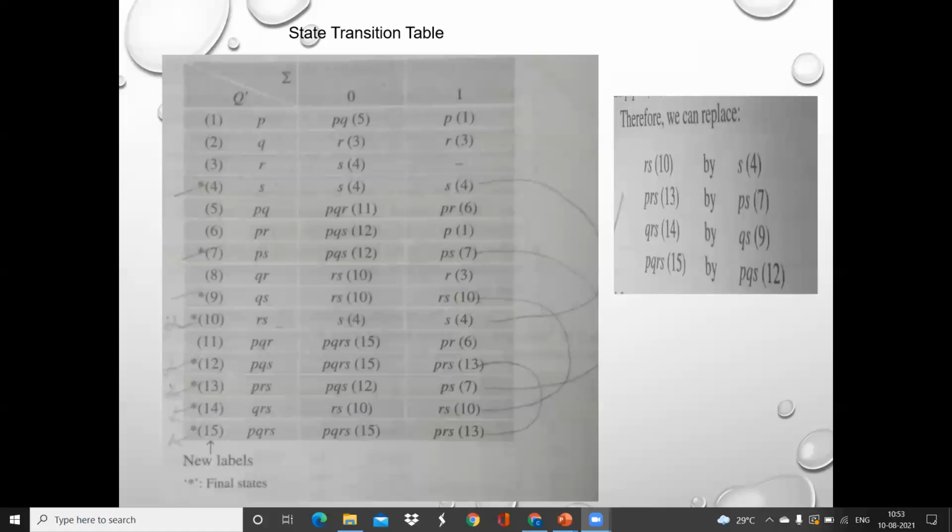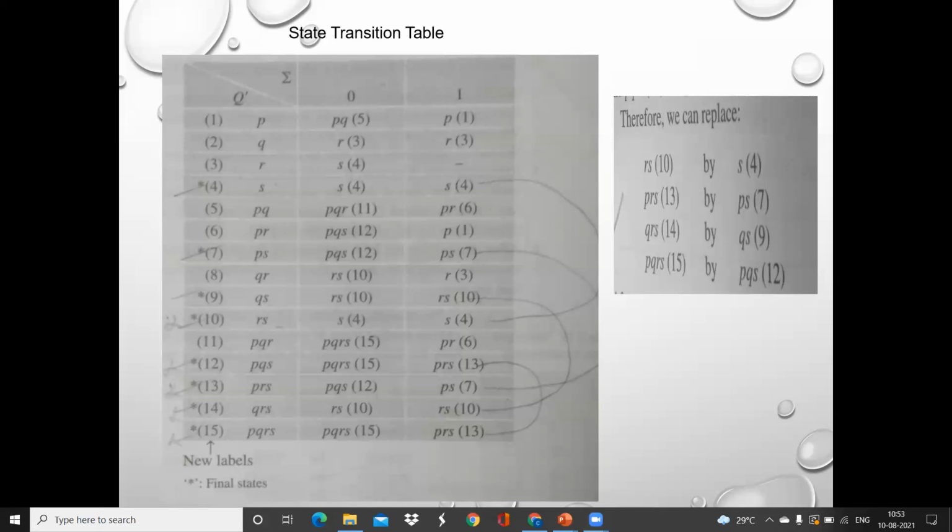Okay, once we have evaluated the transition on input symbol 0 and 1 for all the states in the resultant DFA, now it's time for DFA minimization. So apply the DFA minimization rules on this given state transition table of the resultant DFA and try to minimize it.